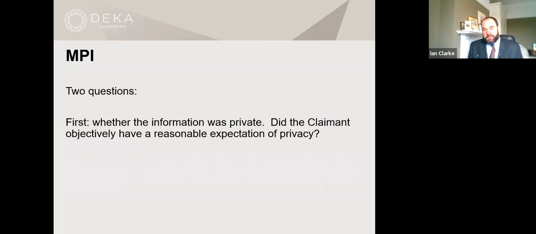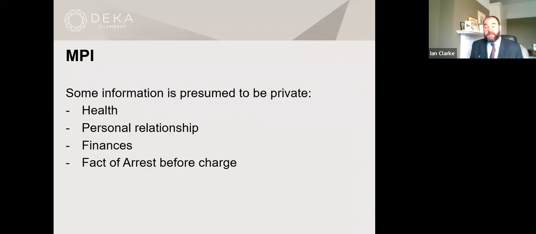When we think about MPI, there are two distinct questions that need to be asked. The first is whether the information was private. So did the claimant, objectively speaking, have a reasonable expectation of privacy? That's an objective factual question that you need to ask and answer first. Now, some information is presumed, or there's a starting presumption, that some information is private. So health information is private, your GP records, your hospital records, things like that. Personal relationships, information about finances, the fact of an arrest, whether you've been arrested, that is all private, and that was the Bloomberg case we saw recently. So there's a starting presumption that such information is private.